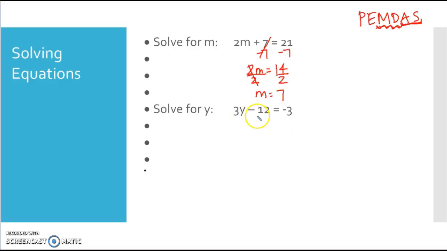Same thing here. The farthest away from my y on this side of my equation is this 12 right here. It's negative 12. So to cancel that out, I add 12. So we get 3y equals negative 3 plus 12 is a positive 9. Then I work into multiplying and dividing. So I divide by 3, cancel out that multiplication, y equals 3.